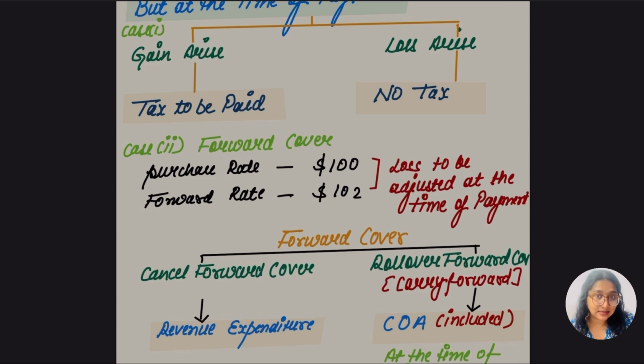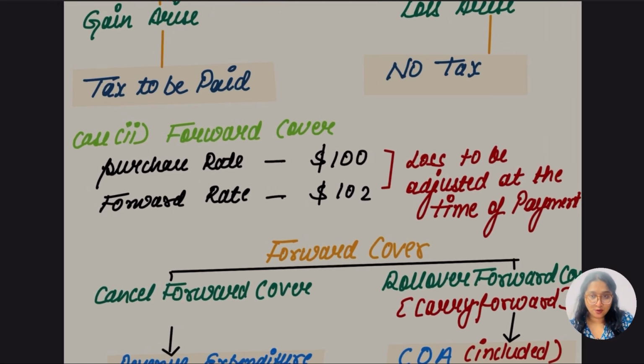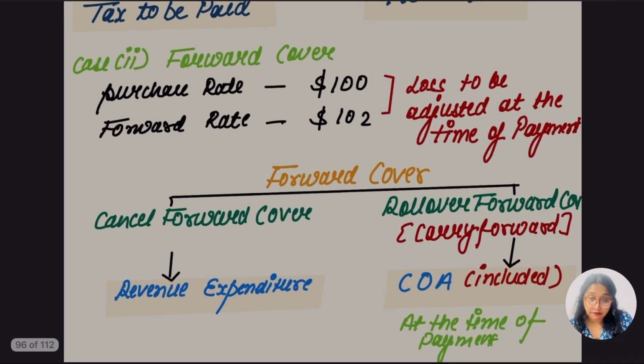Now the second case is about the forward cover. What if the transaction is done in forward cover? Why is forward cover done here? Do you know? If you know, comment below. Okay. So as I told you, if forward cover is cancelled, then the treatment is going to be revenue expenditure, okay.